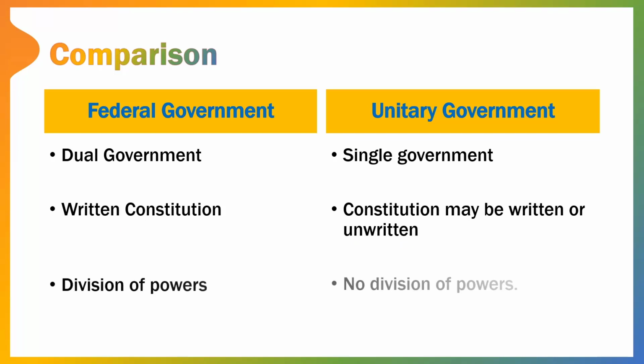Now, the third difference is that in the federal system there is a division of power between the national and the regional government. But when it comes to the unitary government, there is no division of power. All the powers are vested in the national government only. Let us go to the next difference.